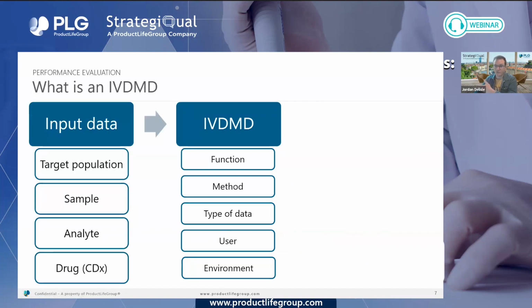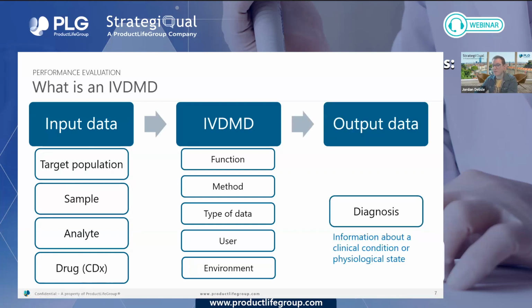The input data for this device are the target population from which the sample will be collected, the sample in which the analyte will be measured, detected, or quantified. It can be blood, serum, cells, urine. The analyte itself, of course, it can be a biomarker, a chemical component, or an enzymatic activity. In the case of companion diagnostic, the associated drug will also be taken into account, of course. And as output data, the analysis by the device will produce information concerning a clinical condition or a physiological state.